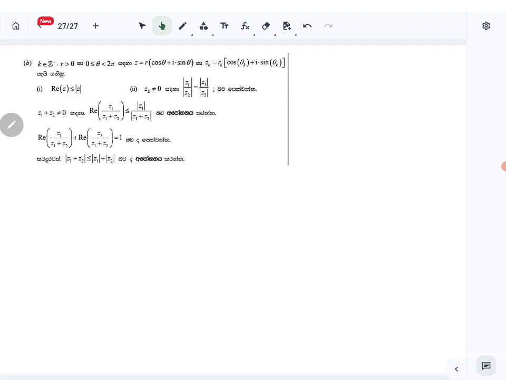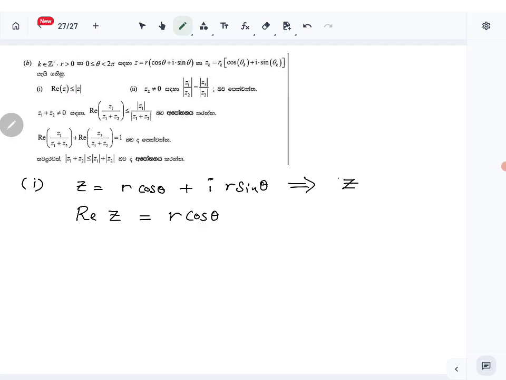First we have to show what? Real ZD is less than or equal to modulus of Z. Right. This is just theory. So ZD is what? R cos theta plus I R sin theta. So then what is the real part of Z? Real part of Z is R cos theta. And modulus of Z is what? R, no? That part is clear, no?